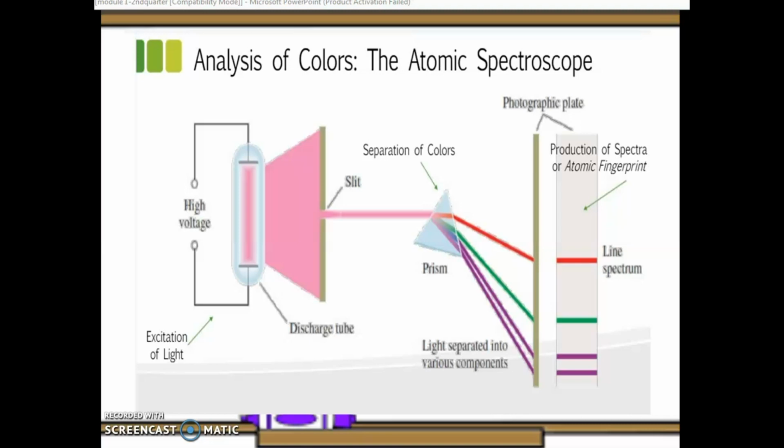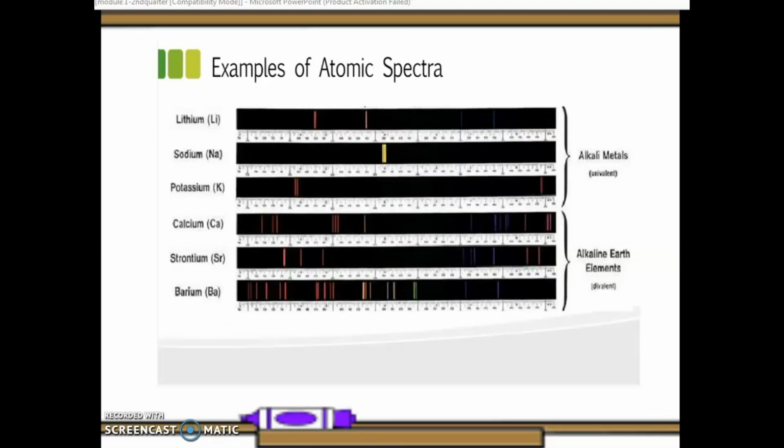Analysis of light given off by the vapors of elements can be done more precisely with an instrument called a spectroscope. With the use of a spectroscope, one can detect a series of narrow lines, or line spectrum, in the light given off by an element. The spectral lines suggest different energy levels in an atom. Now, this is an example of atomic spectra.